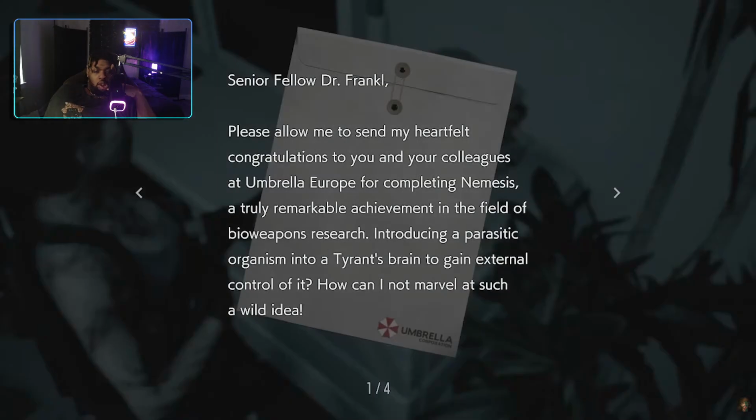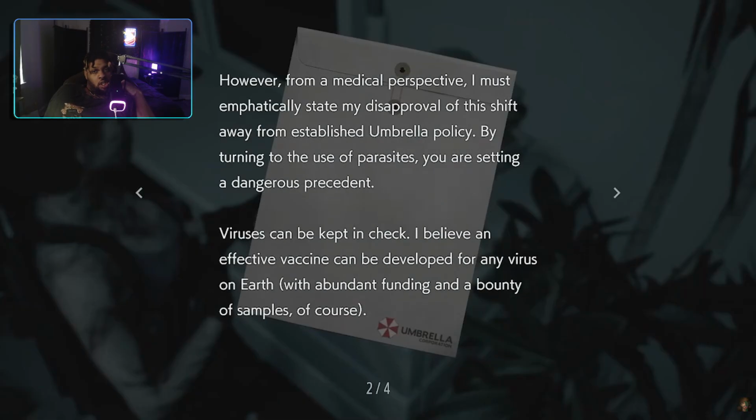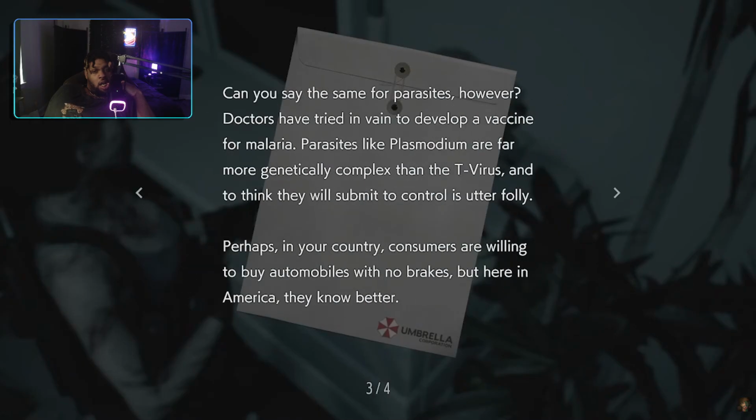Dr. Bard would write to the Umbrella researchers in Umbrella Europe's 6th laboratory, offering his congratulations, but he did state his concern over parasitic infections, stating that viruses can be kept in check by way of vaccines and parasites cannot. Bard cited the struggle to find a vaccine for parasitic infections such as malaria, as infections like malaria are far more complex than the T-virus. Nonetheless, Umbrella shipped old Nemi over to Raccoon City on the 1st of September 1998.